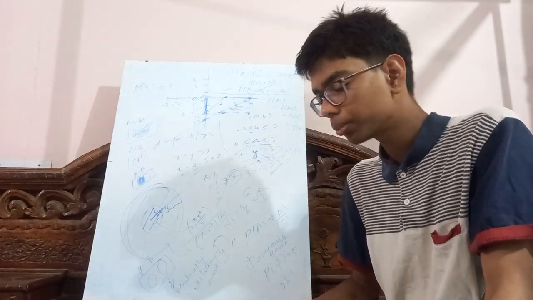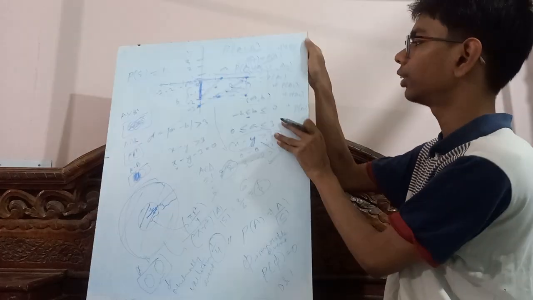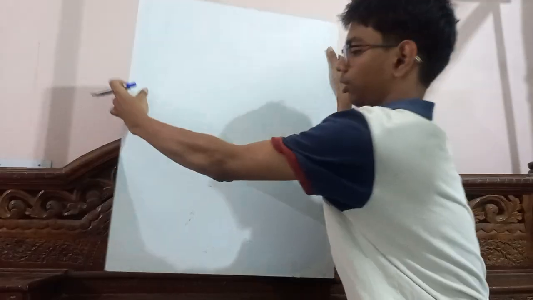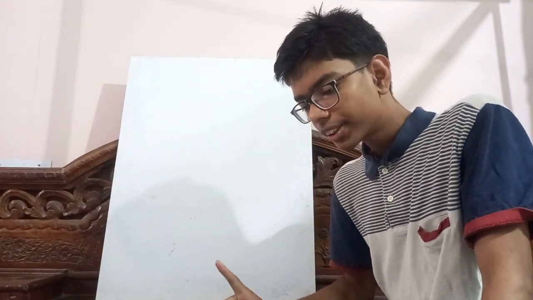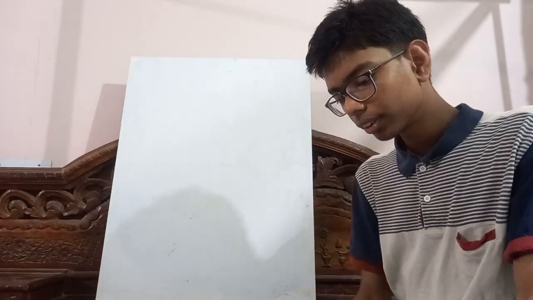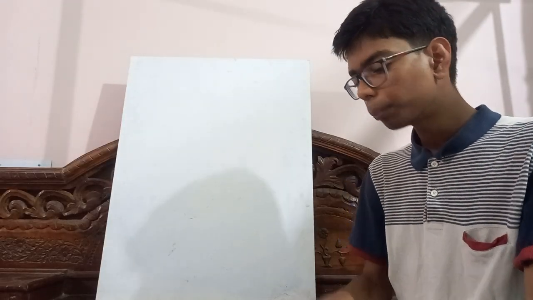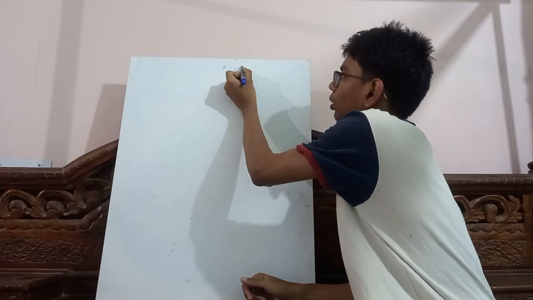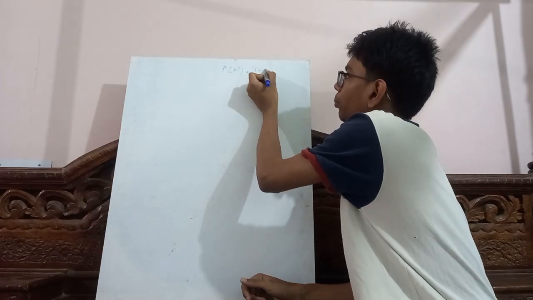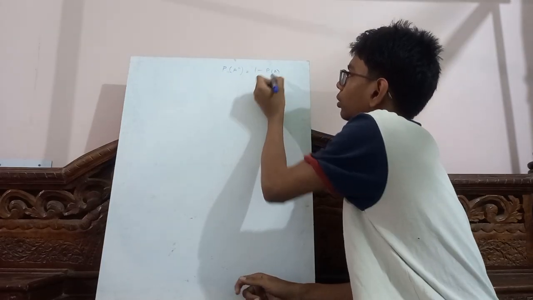Now there are some theorems, so I am turning this to another side to explain theorems. First theorem is the complement rule. So what does the complement rule say? Probability of A complement is equal to 1 minus probability of A.